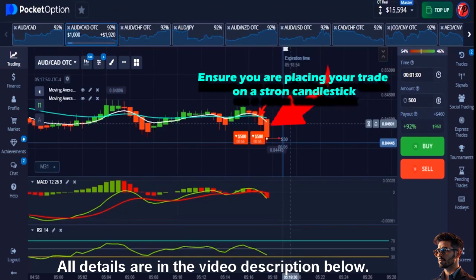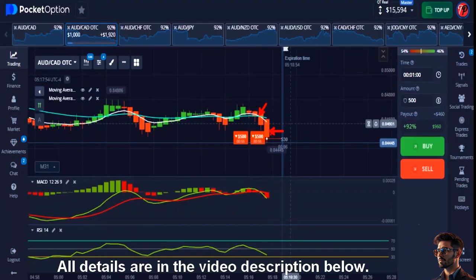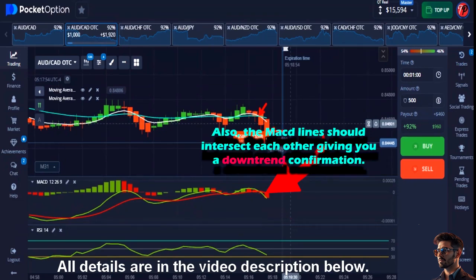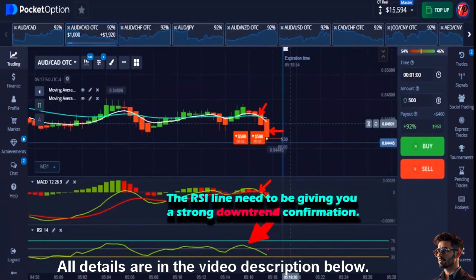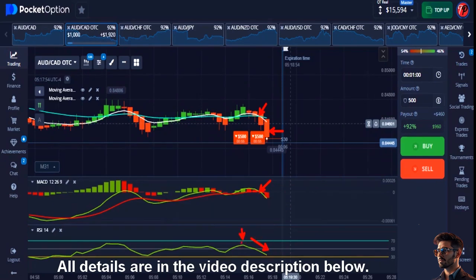The second thing is the candlestick you're placing your trade on. The candlestick must be very strong. I'm talking about a full body candlestick giving you a downtrend confirmation before you enter a trade. With your MACD and RSI, both lines intersect in an overbought condition, or as you can see, both lines of my MACD intersect, giving me a down confirmation. This is also applicable with my RSI. You see, my RSI came from a very strong overbought condition, and the line is giving me a very strong downtrend. All right, I think I'm in the money on that.